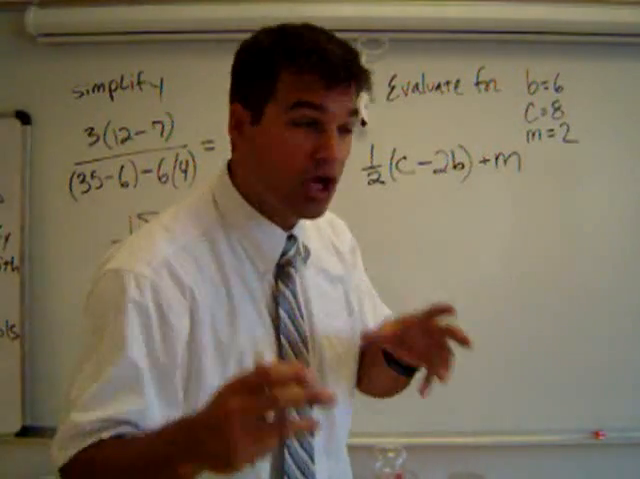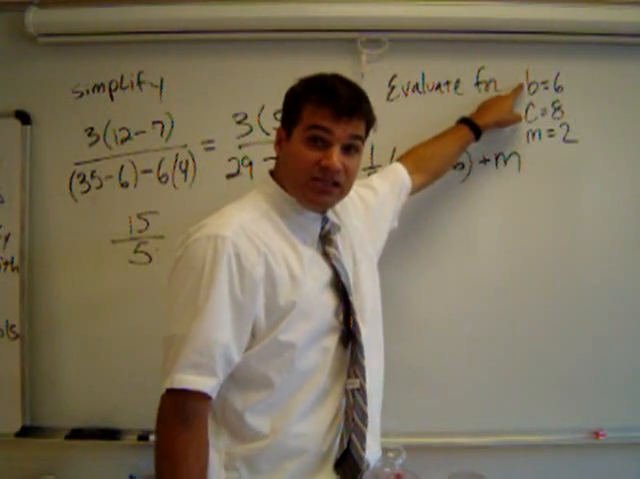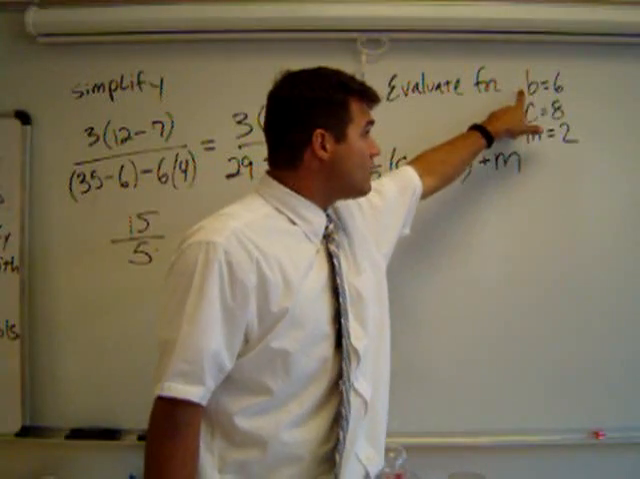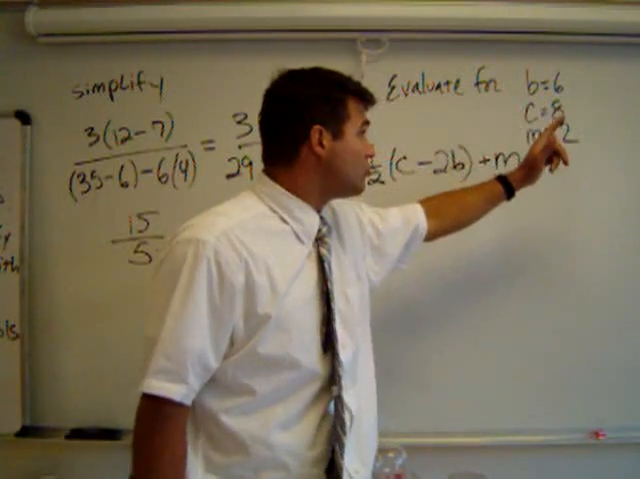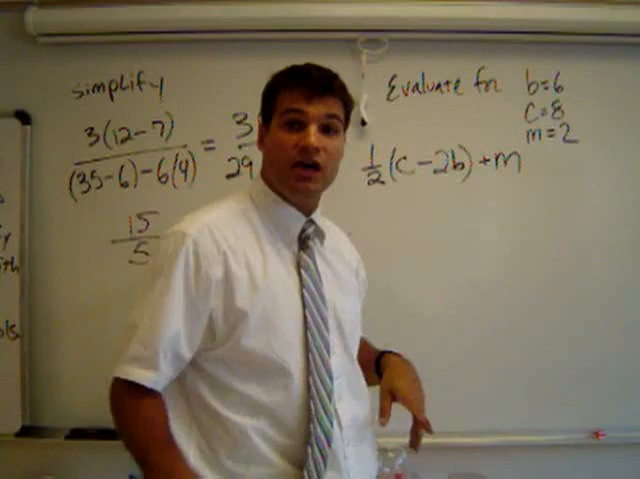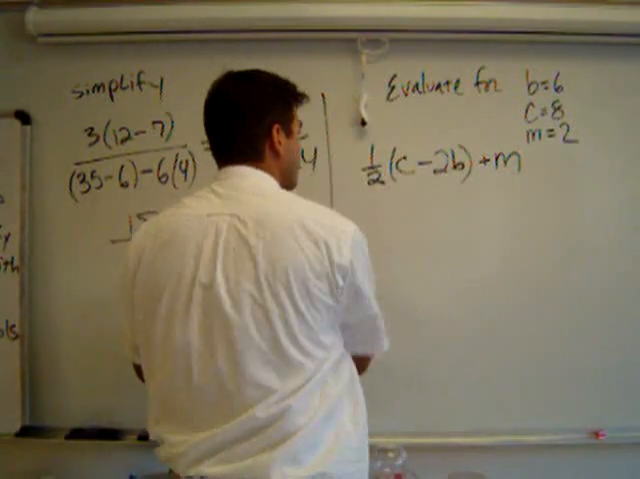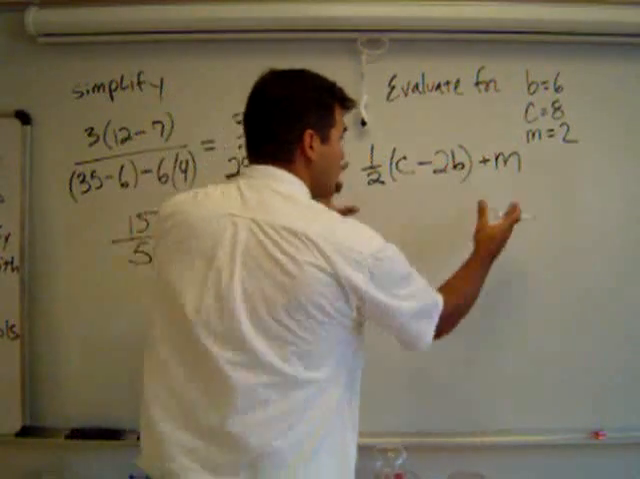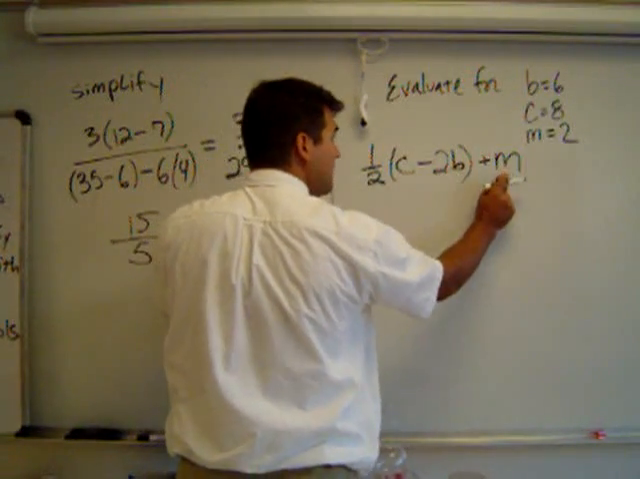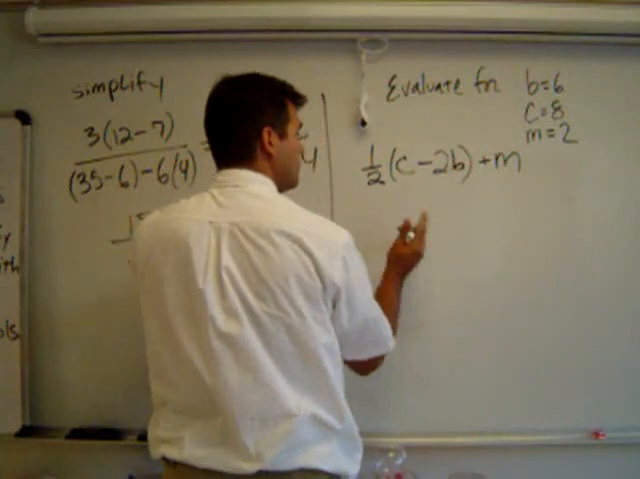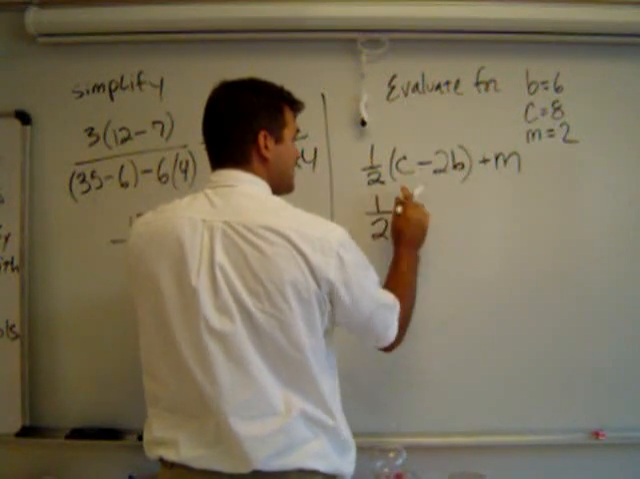Now in substitution, we know that these little things given here, we can substitute. I know that everywhere there's a B, it's equal to 6. Every C is an 8. So wherever I see them, if I want to evaluate and give a value to this expression, I substitute, drop it in. So I'm going to rewrite this, but instead of a C and a B and an M, I'm going to put an 8, a 6, and a 2. So I'm going to rewrite it identically.